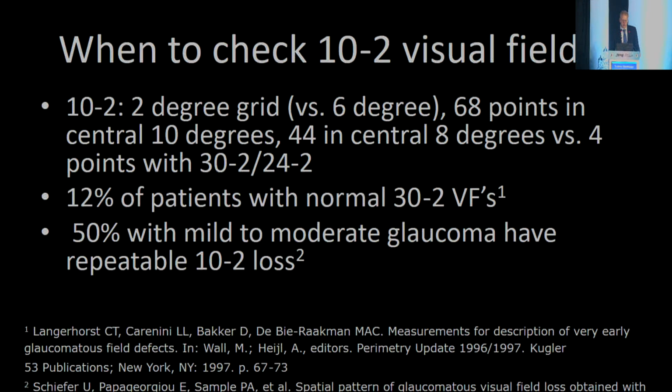And then finally, when to check 10-2 visual fields. That's become kind of a hot topic because our 24-2 visual fields don't have a lot of presentations in the center. The 10-2 visual field has 68 points in the central degrees, where there's only about 4 with a 30-2 or 24-2. And a fair number of patients who have normal central testing with 24-2 have abnormalities with the 10-2.